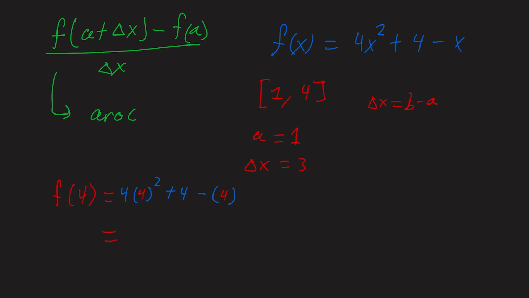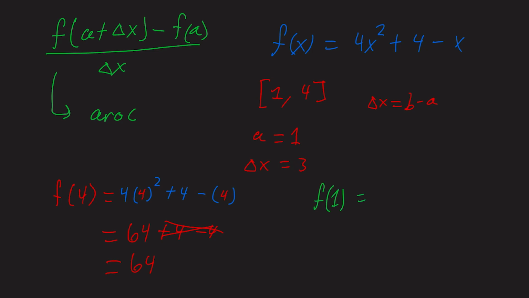What's 4 squared? 16. What's 16 times 4? 64. Plus 4 minus 4. So these two cancel out, plus 4 and minus 4. Therefore, f of 4 equals 64. Now let's evaluate f of a. f of a is f of 1. Okay, so we're looking at f of 1.